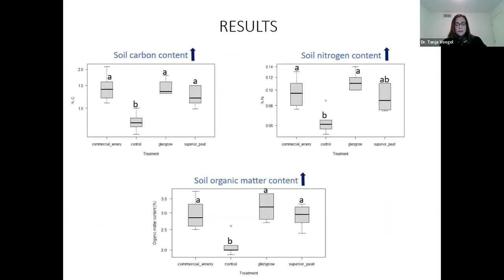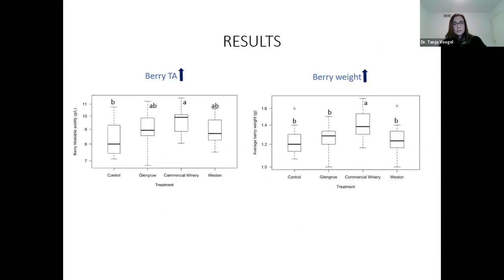So these are the results. Soil carbon, soil nitrogen, and soil organic matter have increased in all of the three compost applications compared to the control. And this is a known benefit of compost, that compost can increase soil quality, helps regulate nutrient supply, and can change microbial activity. And that's mostly based on the increase in soil organic matter. But also when we looked at the berries, there were changes, but only in the compost from the commercial winery. So berry TA and berry weight increased. That's not necessarily something positive, but that depends on the individual goals of the winery for that specific vineyard.